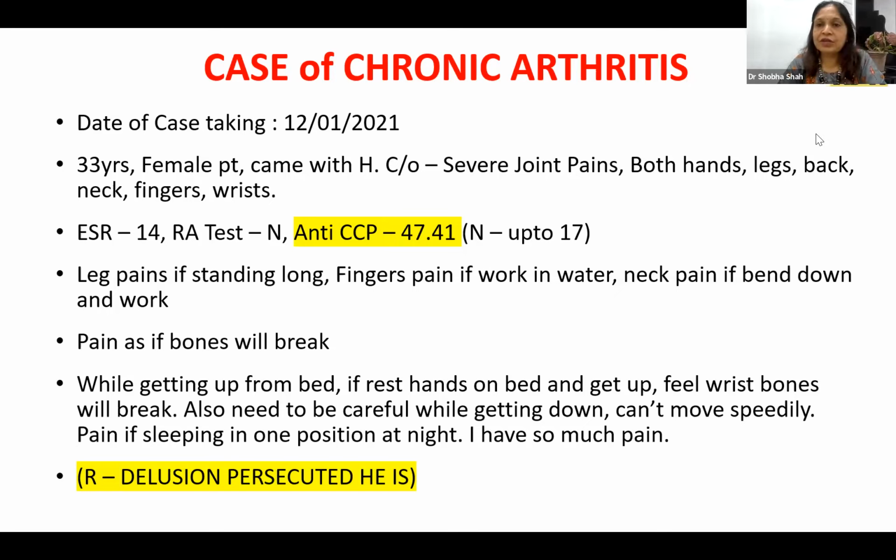So when the RA test is normal but the anti-CCP is high, it tells us that anti-CCP is a marker of rheumatoid arthritis. So either the disease is in a very initial stage, or the patient will develop this disease in the immediate future. She complained of a lot of severe leg pains, in all the joints. She said, doctor, I can't stand for a longer time because I start getting leg pains. My fingers also pain in the winter if I work in water, and I get neck pain if I bend down and work.